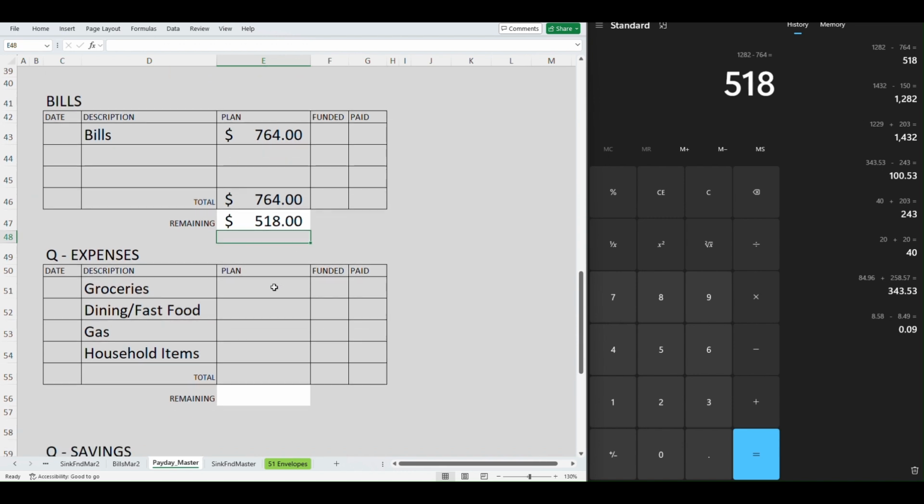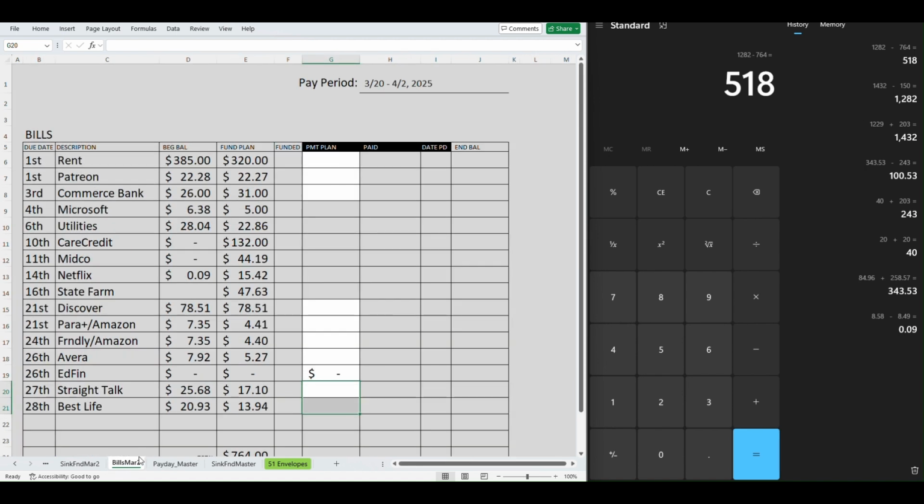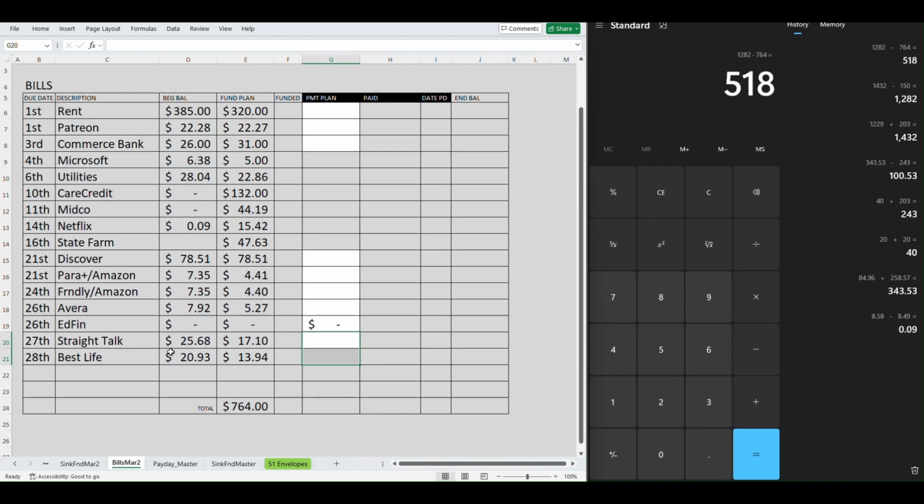So let's take a look at bills. We've got all the bills listed here, and I added them all up and it came to 764, which is the same amount that I put in to the cubes on my worksheet there. I've highlighted in white those bills that will come out of this paycheck, and then the ones that are gray, I do not have to pay out of this paycheck. So I'm going to fill those in.